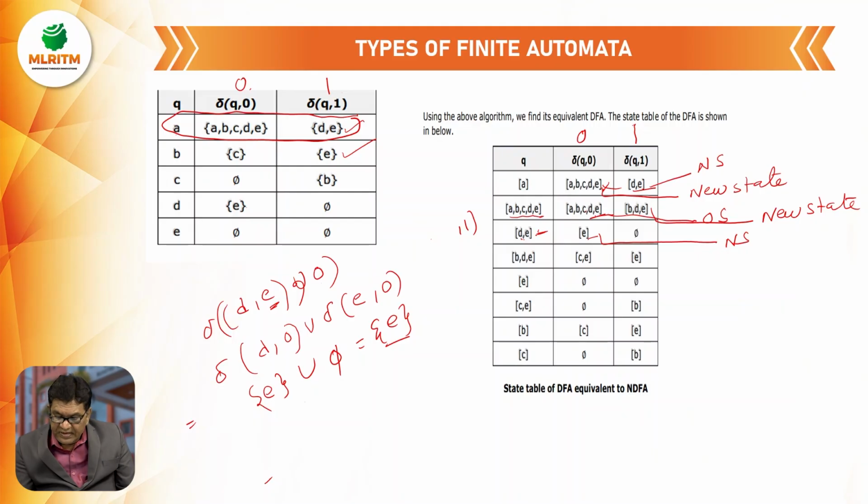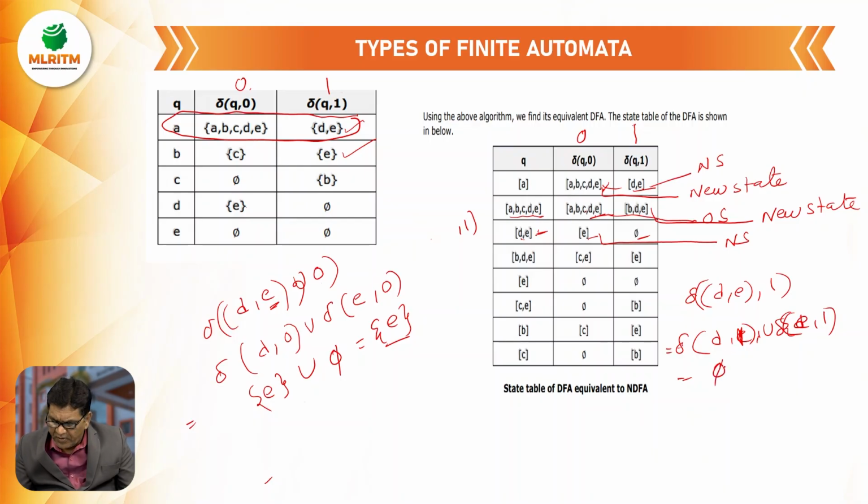And next, current state is DE, delta D comma E, current input is 1. You can find out delta D comma 1 union delta E comma 1. D comma 1, current state is D, current input is 1, is pi, union E comma 1, current state is E, current input is 1. Yes, it is also pi. So then you can take that pi. So that's why it's written.